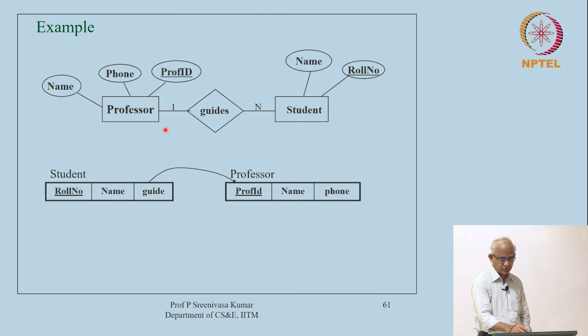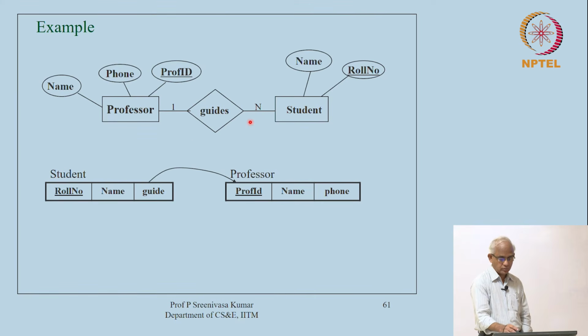Let us say each professor guides many students, but each student is guided by exactly one professor. Each student is guided by exactly one professor, but a professor guides many students. Let us say that is the one-to-many relationship.